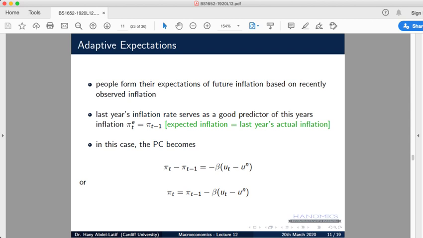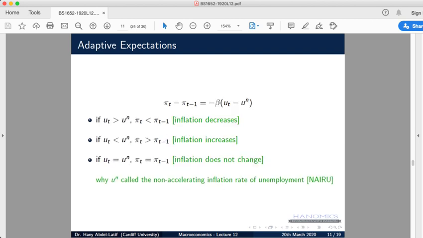So now we're moving to what this relationship tells us. Based on that adaptive expectation mechanism, or the way people may form their expectation about inflation in time t, what does this tell us? It tells us if the actual unemployment rate is higher than the natural rate of unemployment, meaning that we have positive cyclical unemployment, that means the inflation in time t will be less than the inflation in time t minus one, that means inflation will decrease.